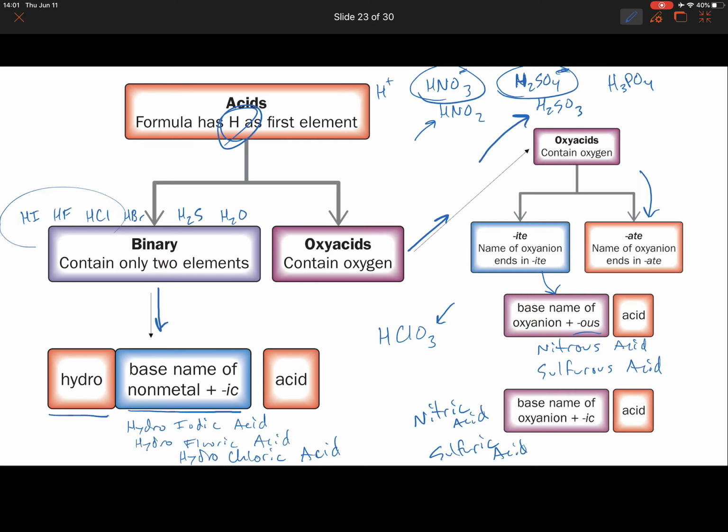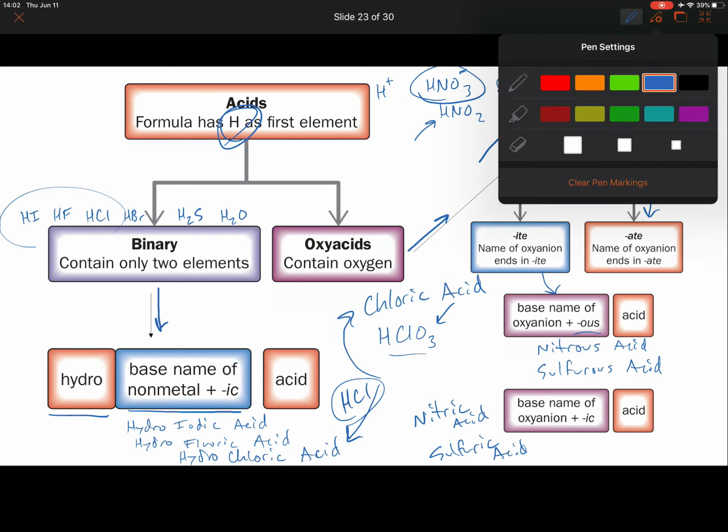Now I want to show you one more thing here. So this one right here is chlorate. So this would be chloric acid. Now, hydrochloric acid and chloric acid are completely different, right? HCl is hydrochloric acid, but HClO3 is chloric acid. Note the difference. When we say hydrochloric, it means it's binary. It only has 2 elements in it, no oxygens. If we don't say hydro, it implies that there's O's.